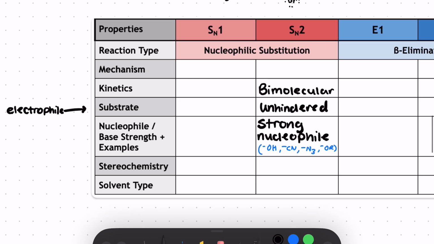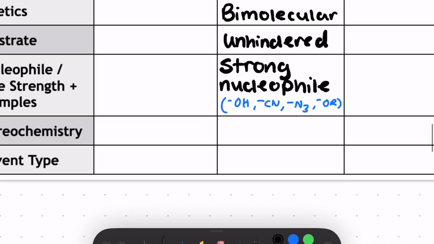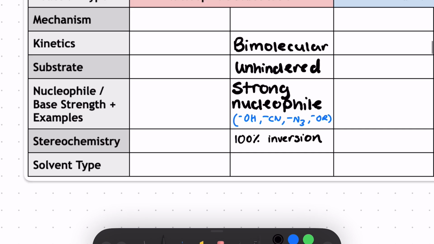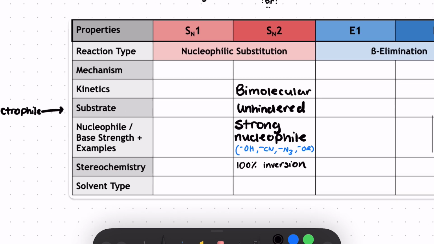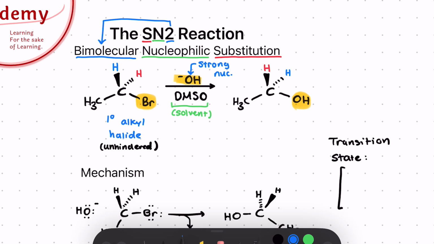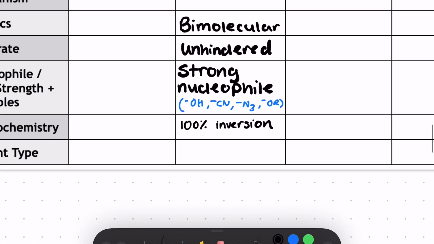Now stereochemistry. We'll see what this looks like in just a second. The stereochemistry here is 100% inversion. So whatever stereocenter I attack in the molecule is going to be inverted. And you can see that even though this isn't a stereocenter, I have this hydrogen here in blue in my starting material, on the wedge, and then in the product, that blue hydrogen is now on the dash. So it has flipped its stereochemistry. That's something we expect to observe in the SN2 reaction.